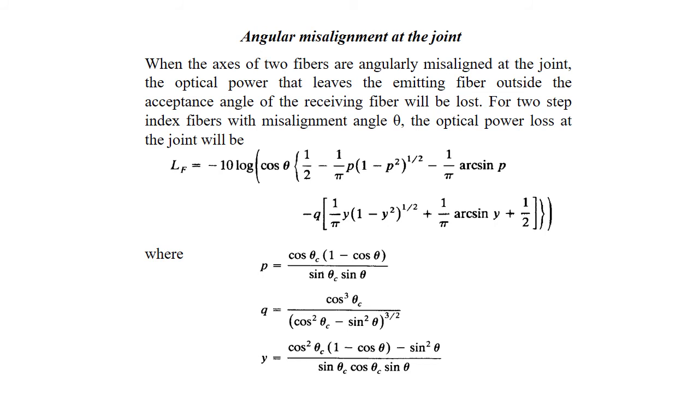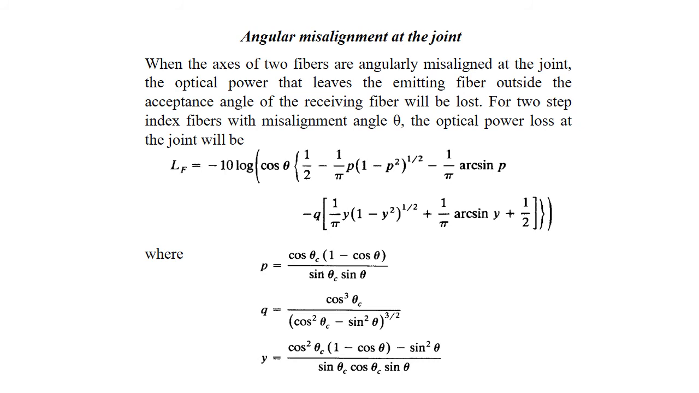For two step index fibers with the misalignment angle theta, the optical power loss at the joint will be L_F equal to minus 10 log of cos theta into [1/2 minus 1/pi P into (1 minus P square) to the power 1/2 minus 1/pi arc sin P minus Q into 1/pi Y into (1 minus Y square) to the power 1/2 plus 1/pi arc sin Y plus 1/2], where P is cos theta_C into (1 minus cos theta) by sin theta_C into sin theta, and Q is cos cube theta_C by (cos square theta_C minus sin square theta) to the power 3/2.